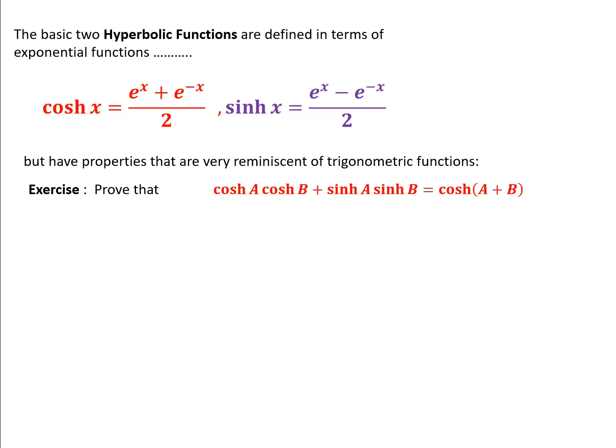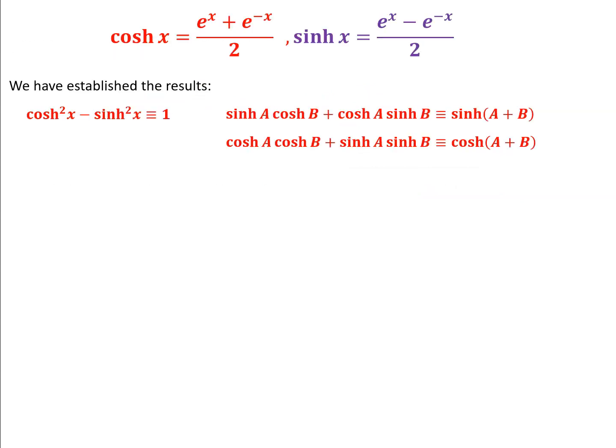Okay, I hope you found that reasonably straightforward. So we've now established three results. We know that cosh squared x minus sinh squared x is always equal to 1, that sinh a cosh b plus cosh a sinh b is sinh of a plus b, that cosh a cosh b plus sinh a sinh b is the same thing as cosh of a plus b.